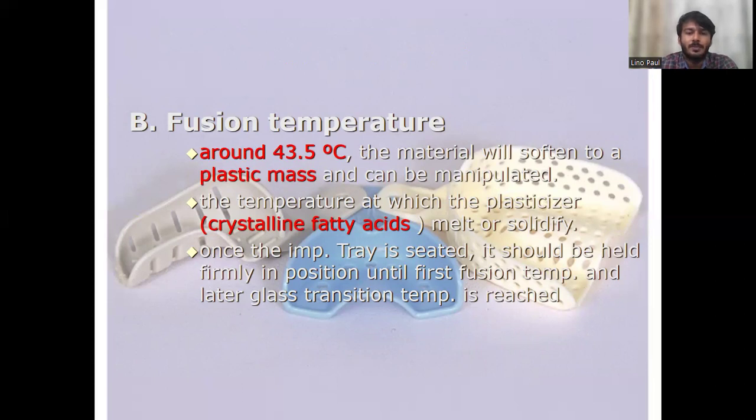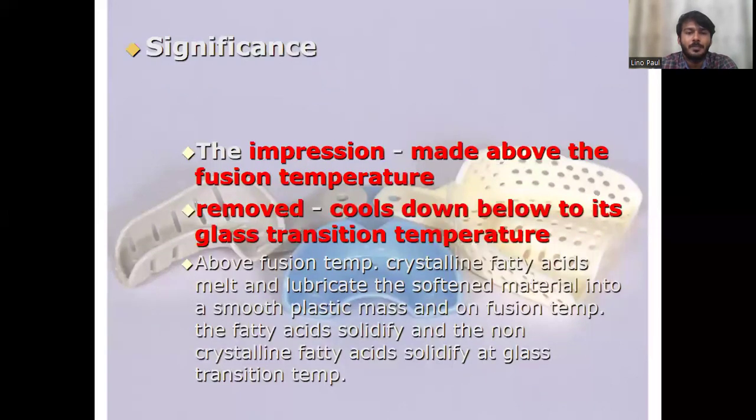Once the impression tray is seated, it should be held firmly in position until first the fusion temperature and later the glass transition temperature is reached. That is, we have to hold the impression tray in the same position without any movement until it cools down below the glass transition temperature. Significance: the impression is made above the fusion temperature, and it is removed when it cools down below its glass transition temperature.